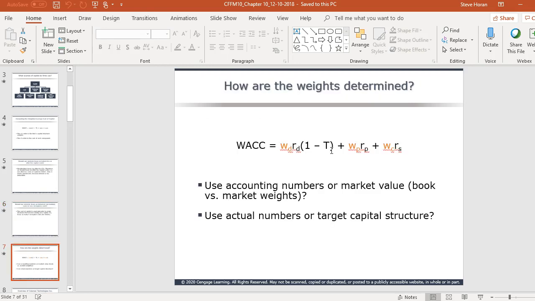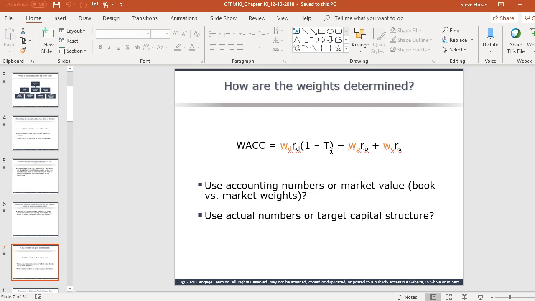Okay, so how are the weights determined? And it says here, do I use more accounting numbers or market value? Do I use actual numbers or target capital structure? And again, because the WACC is very forward-looking, we're trying to think what's going on in the future. We want to use more market numbers.